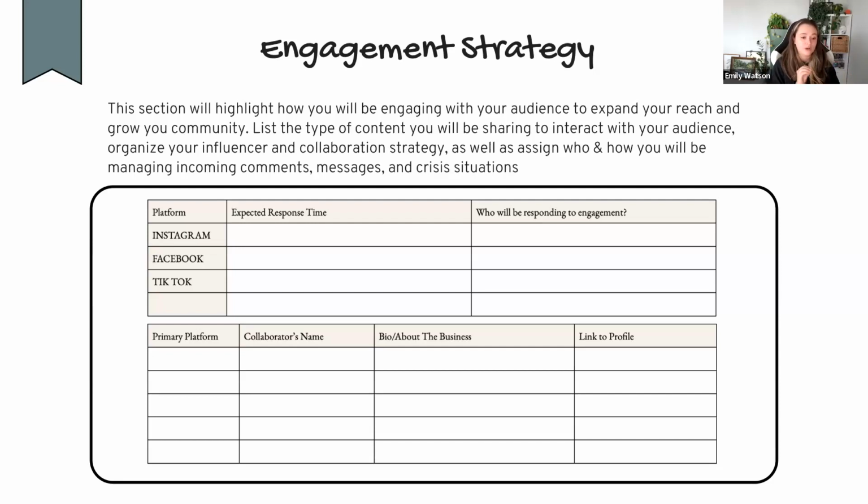So this is where you can organize all of your collaborators or your influencers, brand ambassadors. So listing their primary platform, the collaborator's name, a bio, and about their business. This is a great section to keep everything organized when it comes to their specific niche. If you are working with someone who only talks about this topic, then they're not going to be a collaborator you're going to talk to about a separate topic. It's going to be that one specifically. And then a link to your profile, so you can keep track of them, which is really great. Again, this tool is really helpful when you are collaborating with a team, so everybody's on the same page.